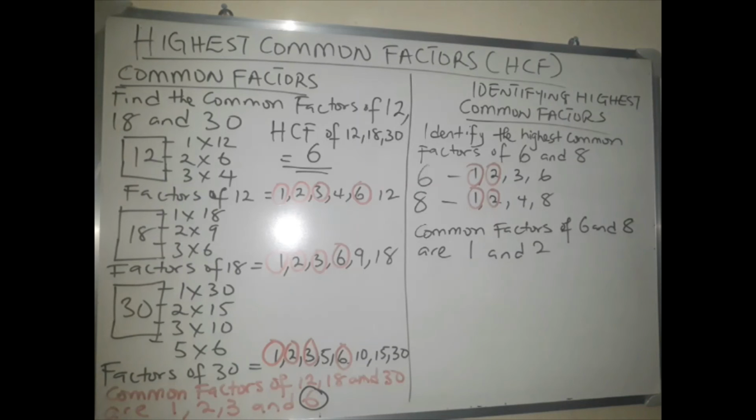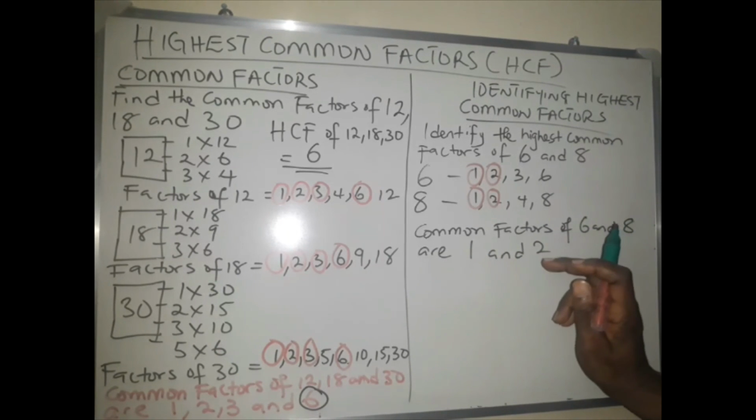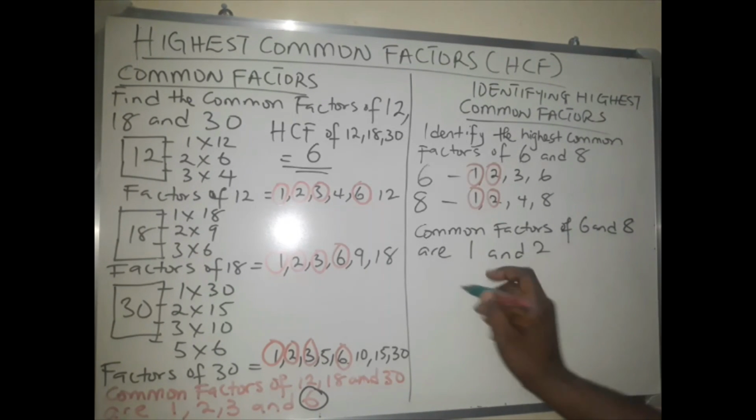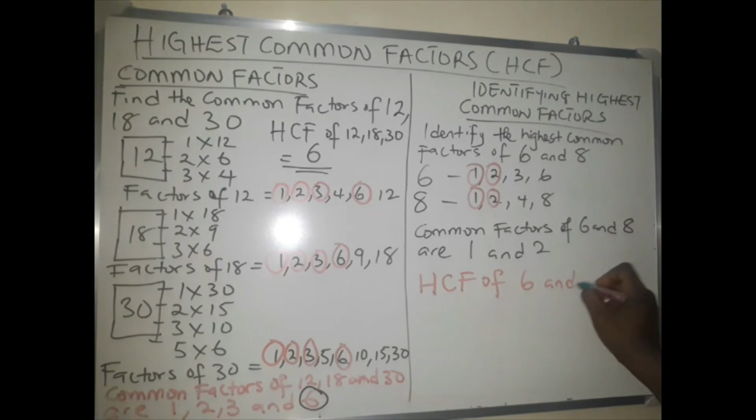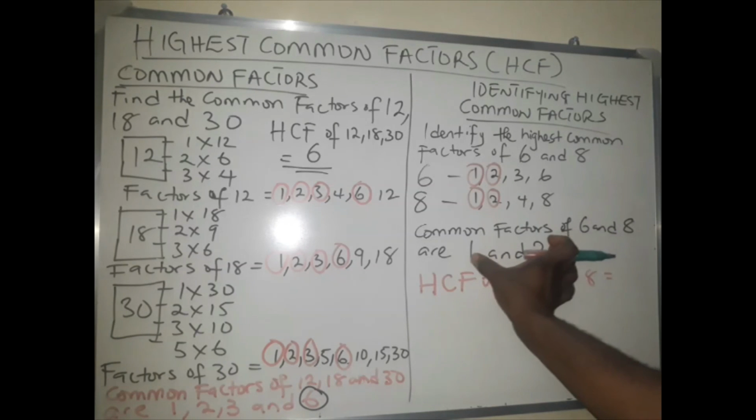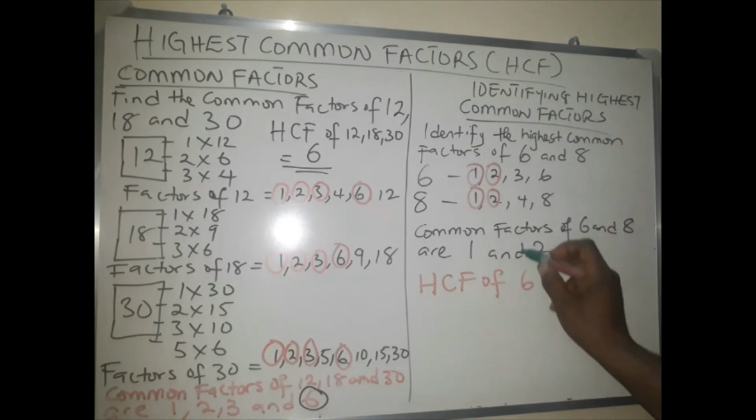Then the last step is you need to identify the highest common factor from the common factors. So now, here we have the common factors of 6 and 8 to be 1 and 2. Now, out of 1 and 2, which of them is the highest common factor? So, the highest common factor of 6 and 8 will now be equal to the highest number of the common factors. And the highest number here is 2. 2 is bigger than 1. So, 2 will now be the highest common factor of 6 and 8.